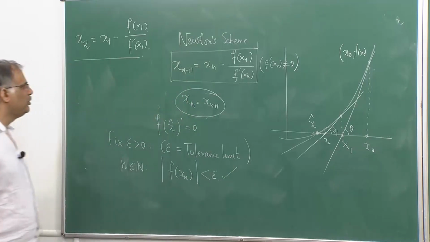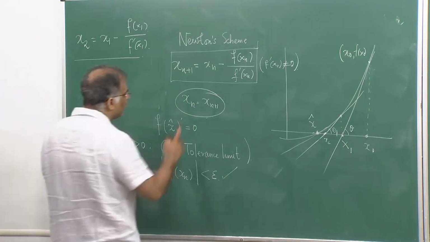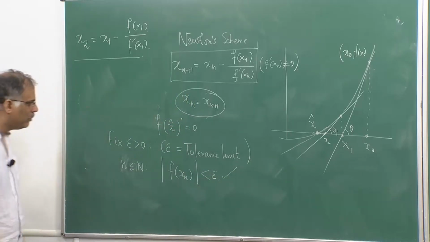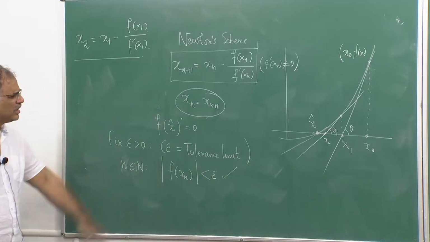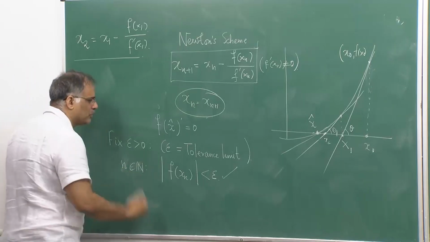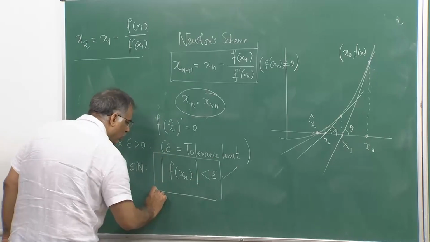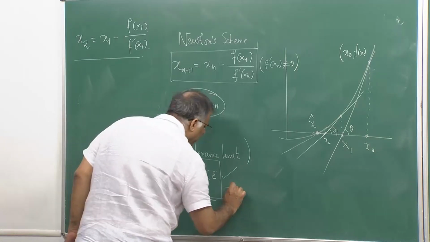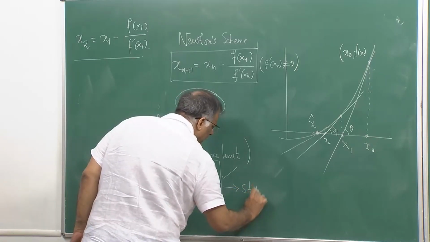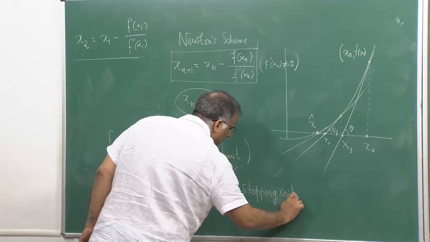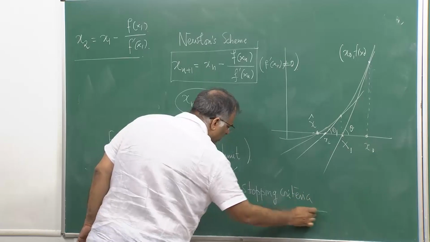So when you do a Newton step, every time you calculate xn and you calculate f of xn, and you see whether mod of f of xn is less than your tolerance. When you have reached the tolerance, you stop. So this is what in modern day language would be called the stopping criteria. And this is what you need to follow.